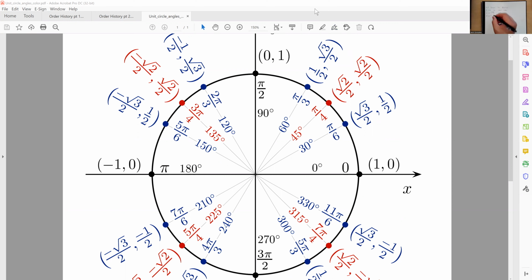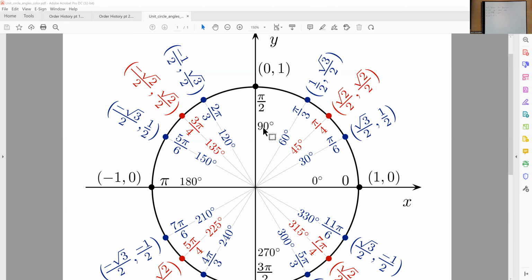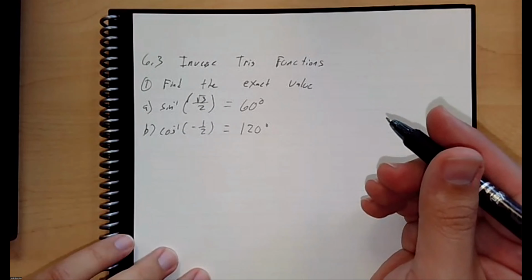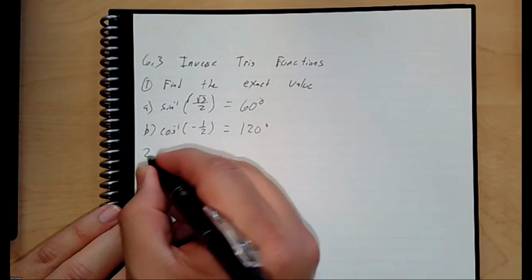Cosine inverse of negative half, where would that be? On here. Cosine inverse is the top half of the circle. Or negative half. Yeah, it has to be right there. So all I would need you to do, there's not much work to be shown. On these, just give me the answer. Use your circle. Not a huge deal for number 1. Are there any questions on what we did?